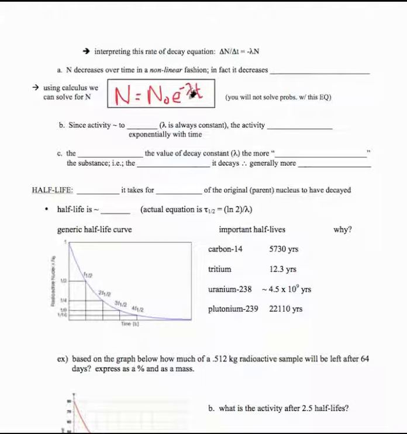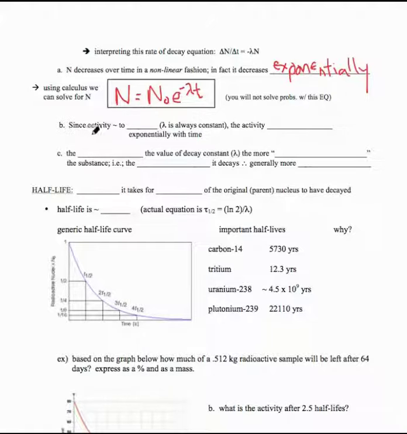Okay, and so the lambda we'll talk about is important for determining how quickly something is going to decay, but we see that as time increases, N is going to decrease in a nonlinear fashion. In fact, it decreases exponentially. You might recognize that from pre-calc or calculus. Okay, so we're not going to have to solve any problems with this equation specifically, but it gives us some insight about how a sample will decrease with time.